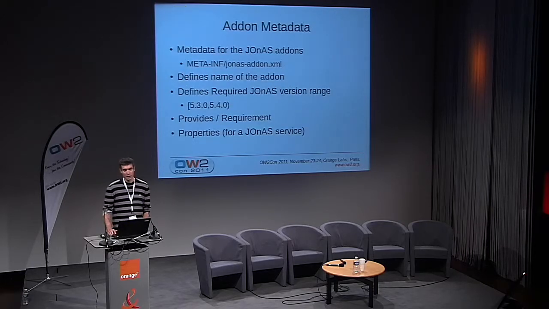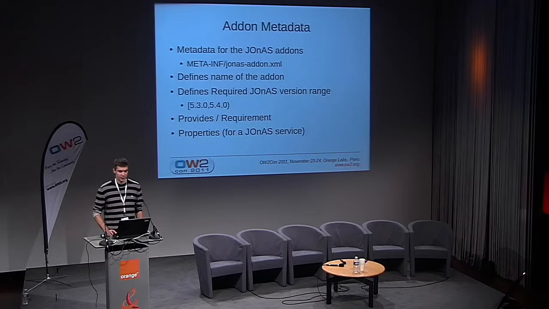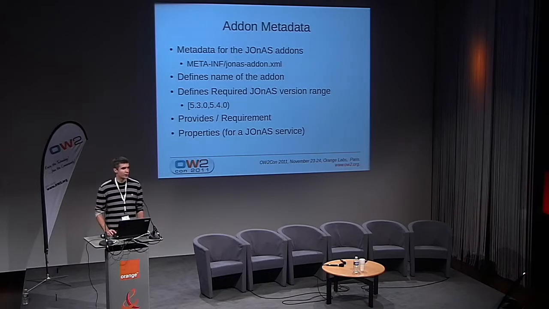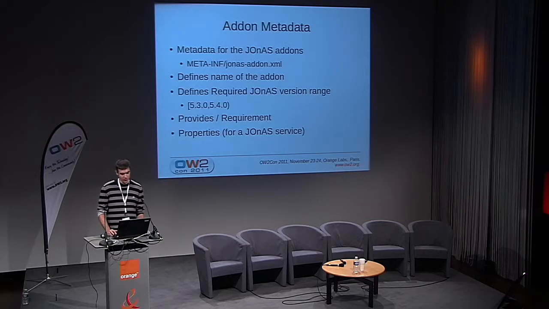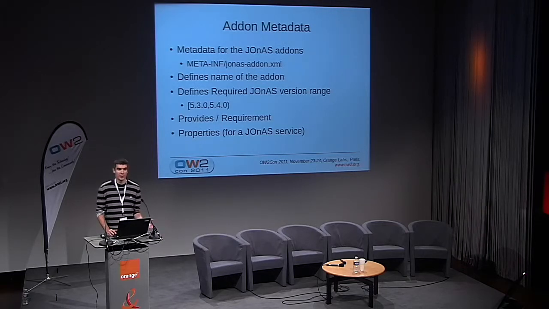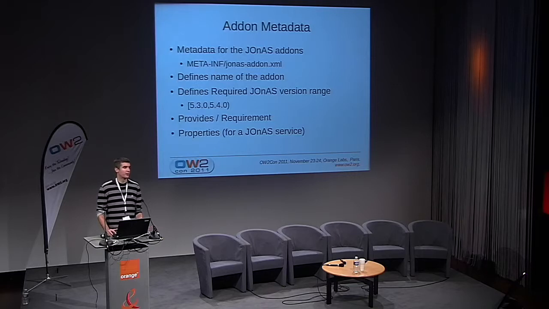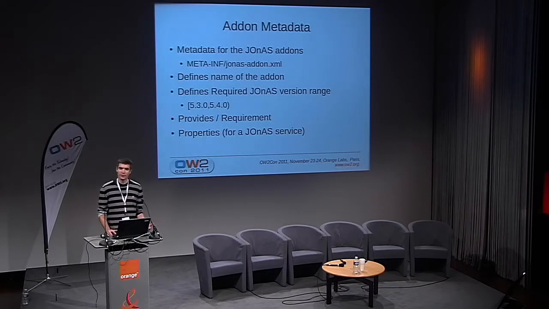When you are creating JOnAS add-on metadata, you need to provide a metadata configuration file, and this file is called jonas-addon.xml. In this file, you will define the name of the add-on. You may define the JOnAS version that is required to run your add-on. And you may sometimes list what you will provide or all the stuff that you require.